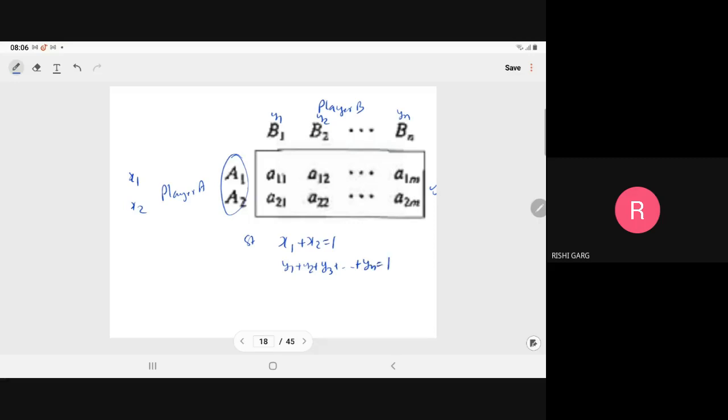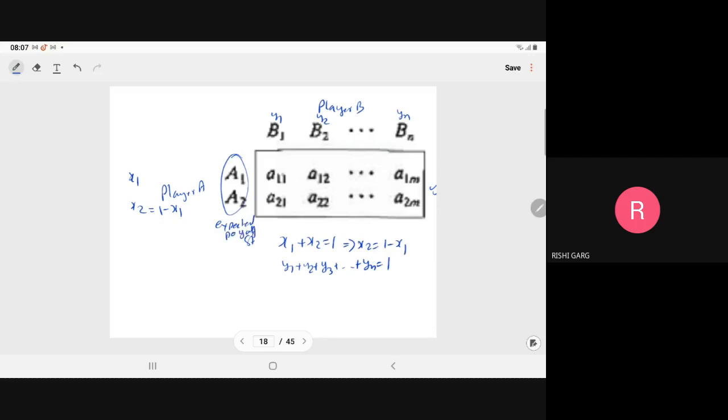So xi and yj are the associated probabilities corresponding to alternatives of player A and alternatives of player B. So from here, x2 is equal to 1 minus x1. If we have to compute the expected payoff, what will the expected payoff be?